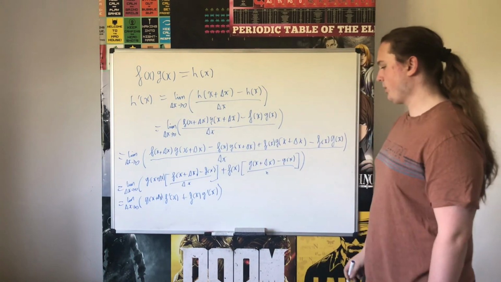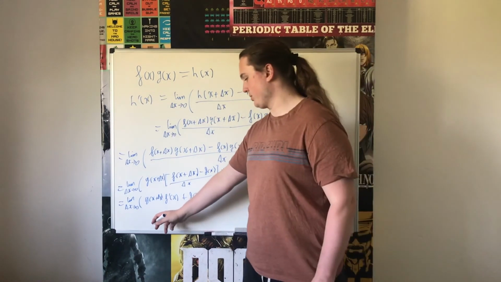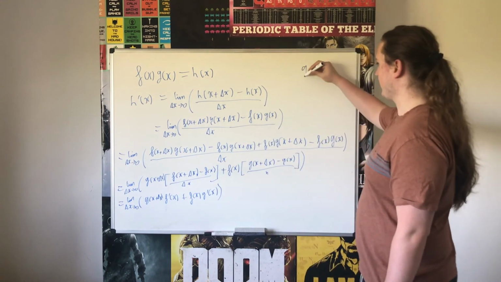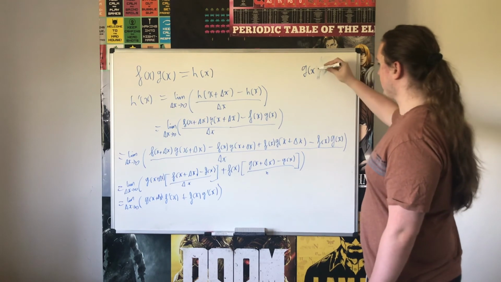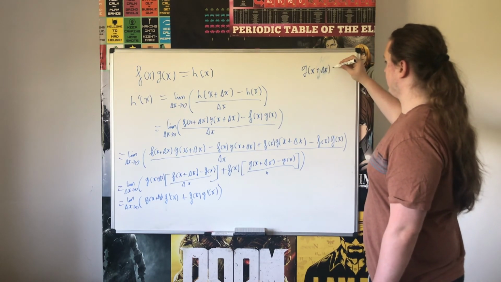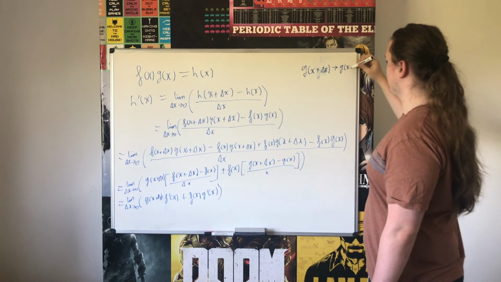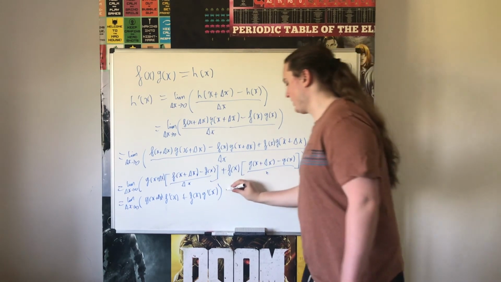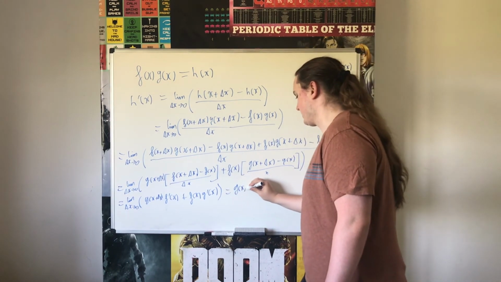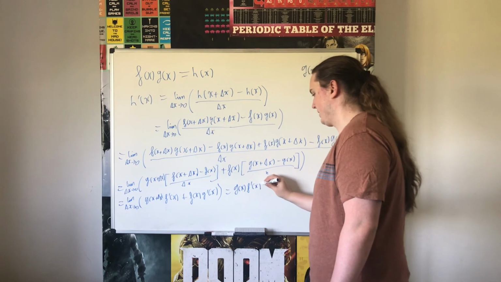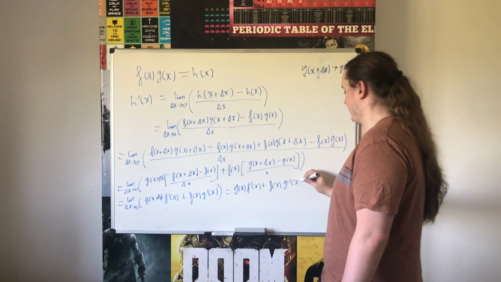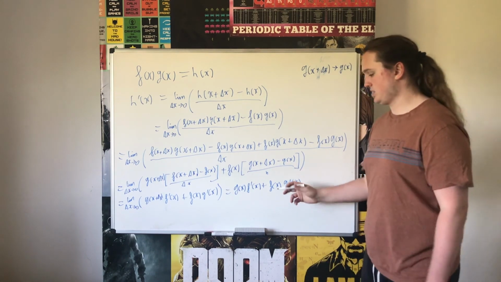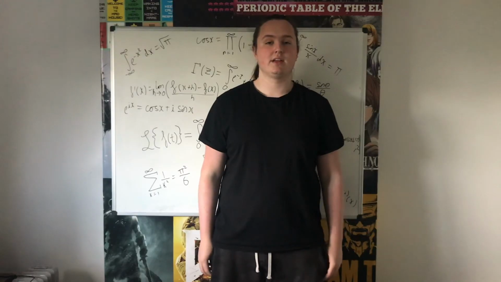Now, we know that as delta x approaches 0, g of x plus delta x is just going to approach g of x. And so this becomes g of x f prime of x plus f of x g prime of x. And so we've proved the product rule. That's all for this video.